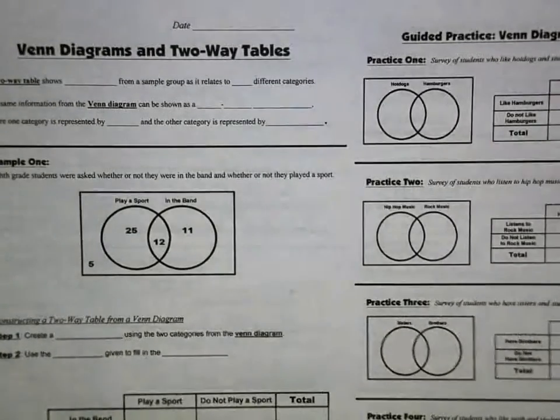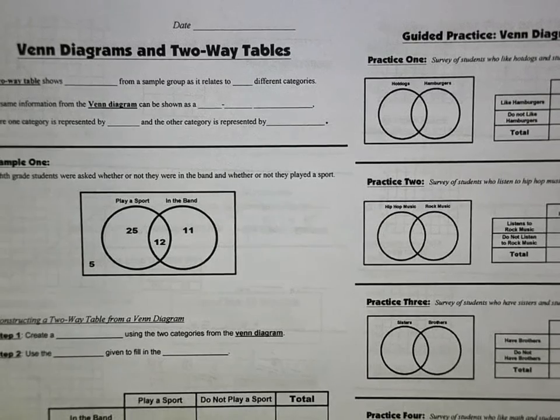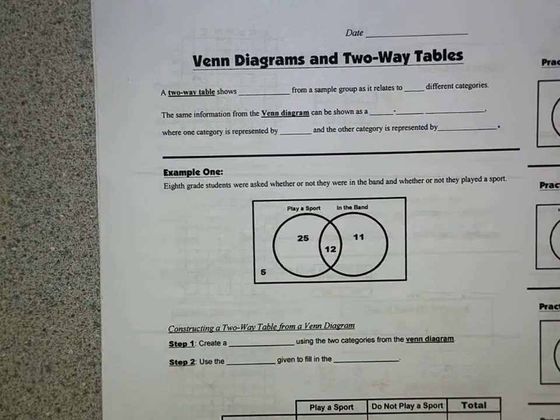Venn diagrams and two-way tables. Yes. Are you looking at the right one? Okay, look at the right one. That's not the right packet, sweetheart. Different packet.